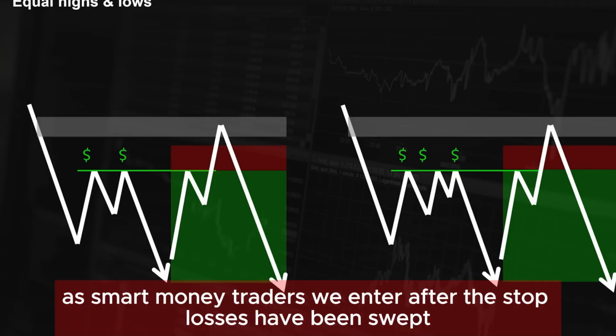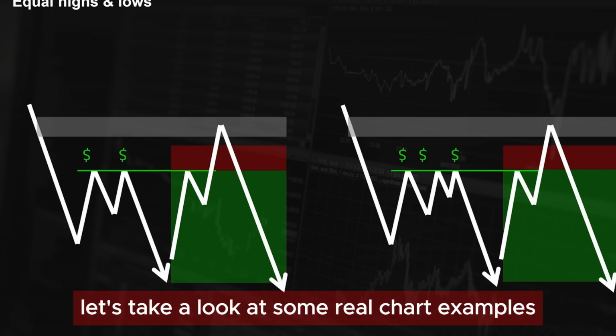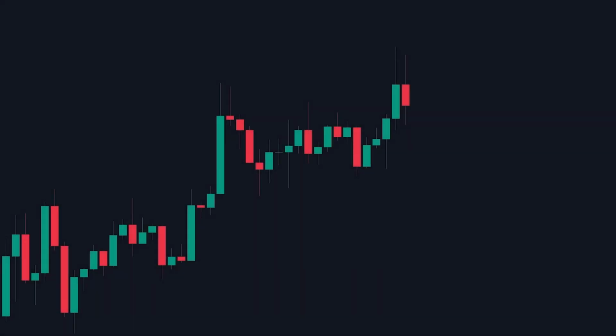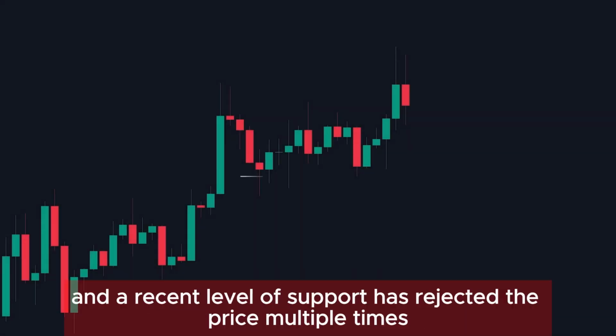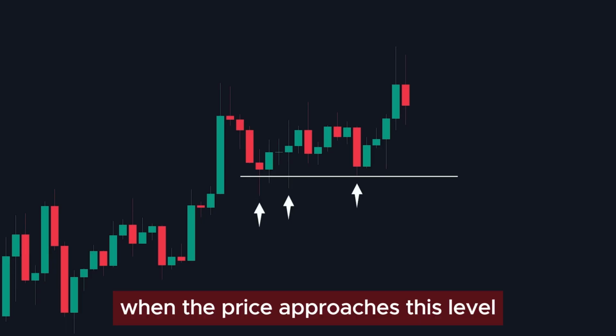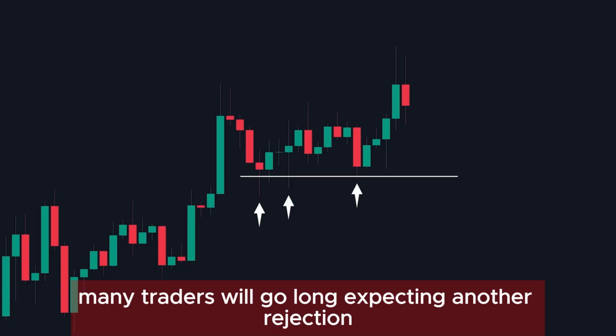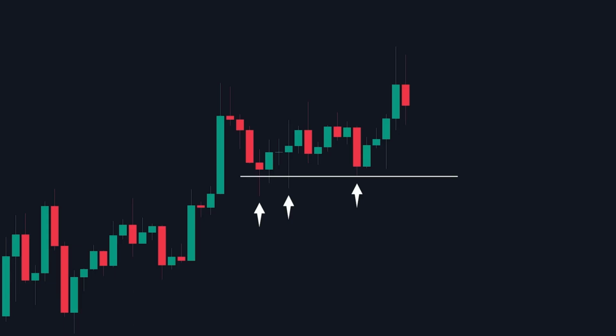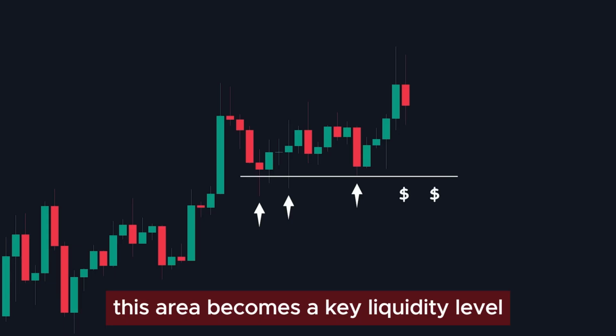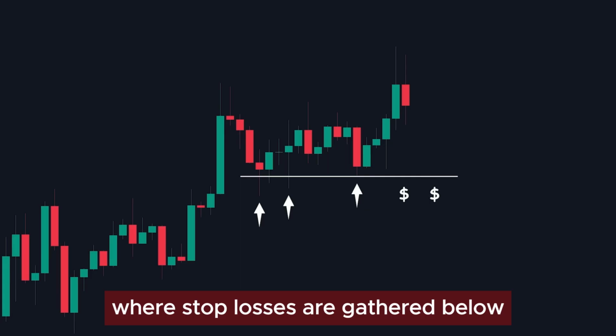As smart money traders, we enter after the stop losses have been swept. Let's take a look at some real chart examples. On the gold 30-minute chart, we have a clear uptrend, and a recent level of support has rejected the price multiple times. When the price approaches this level, many traders will go long, expecting another rejection. At the same time, traders who entered long positions earlier will be supporting their positions. This area becomes a key liquidity level where stop losses are gathered below.